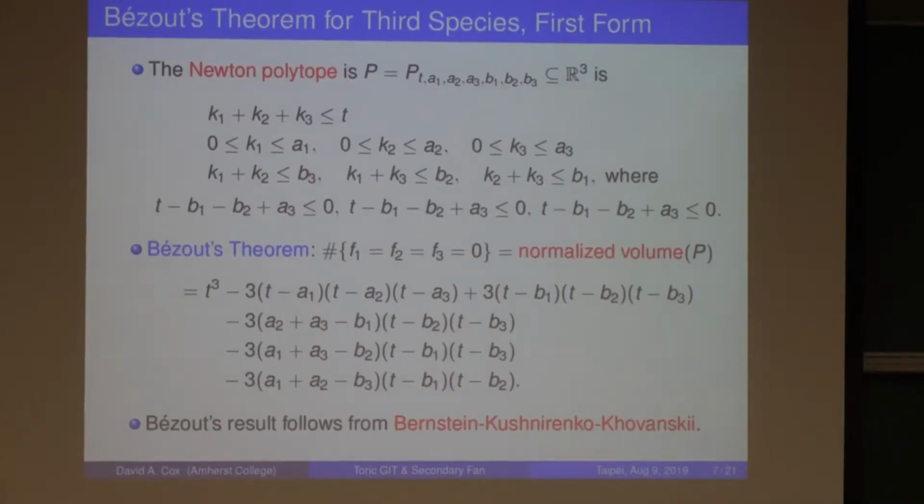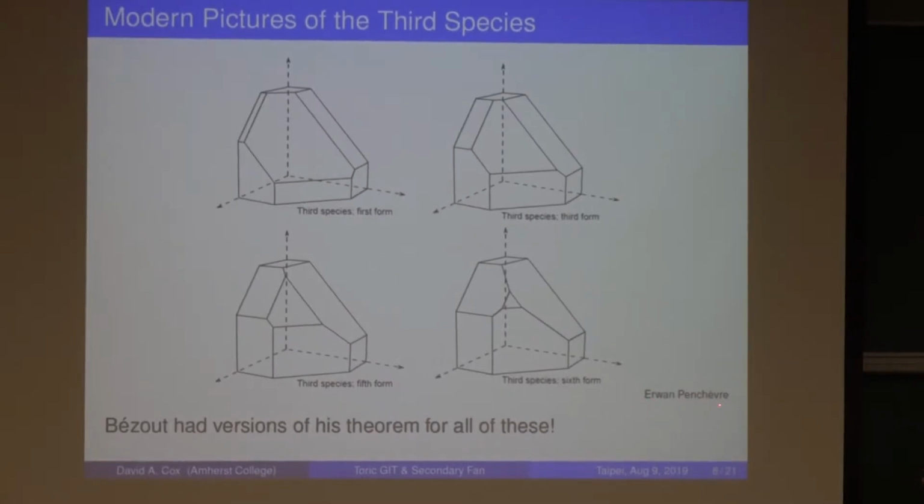But he's right. And there are very few people who actually read Bezout, but one person that actually read Bezout was a historian of mathematics, Ervan Penchevra. He was a student of Christian Husserl, and he read Bezout. He read a lot of elimination theory. He wrote this wonderful thesis on the history of elimination theory, and he really tried to understand it. And then he wrote another paper trying to see what Bezout actually did, and he used BKK and toric geometry to prove Bezout's results.